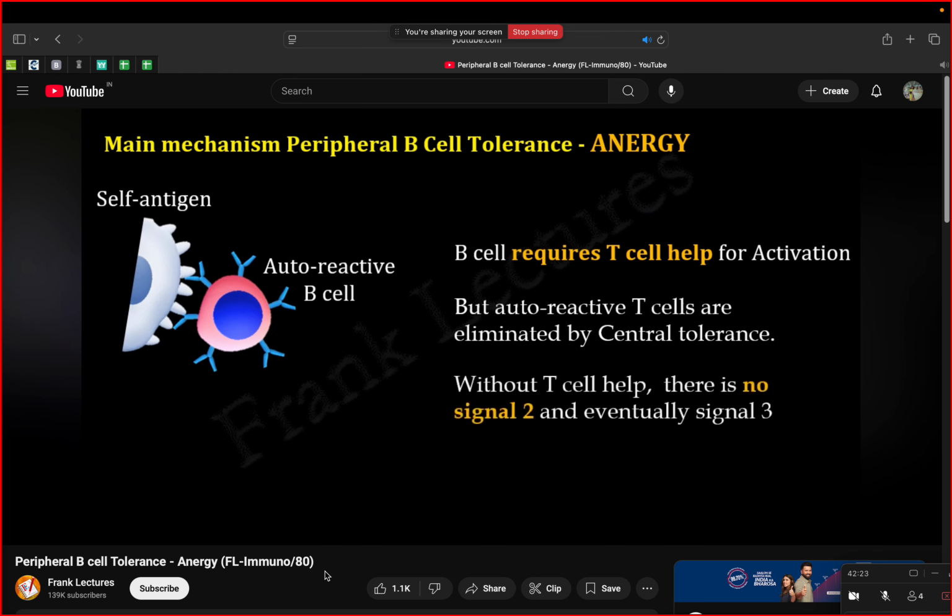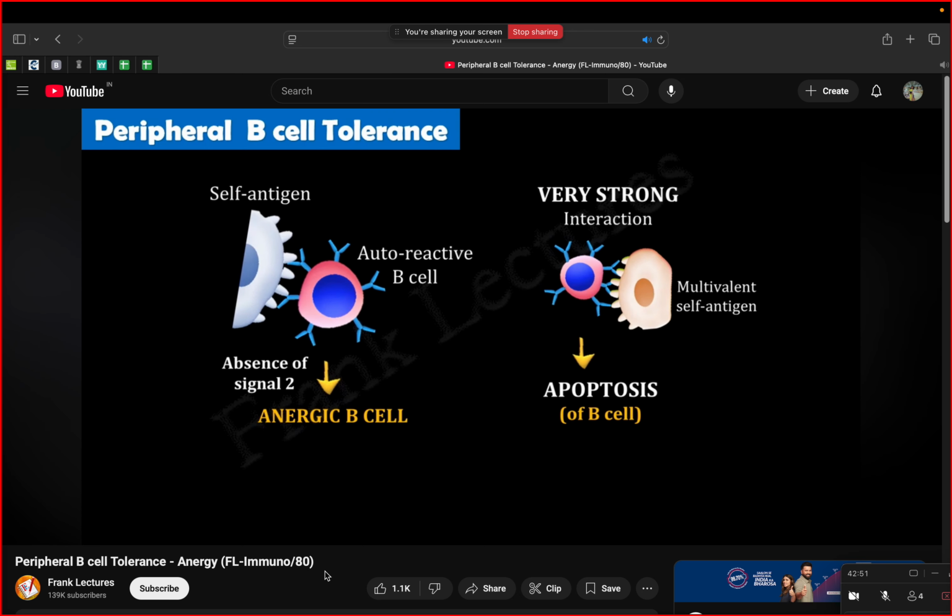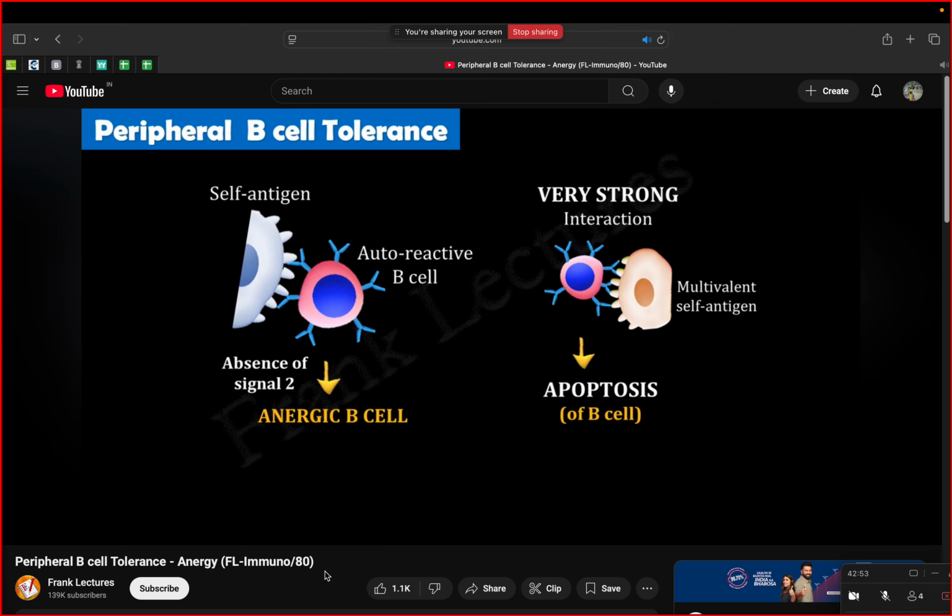Therefore, without T cell help, such autoreactive B cells will not be able to receive the second signal and consequently the third signal for complete activation. In the absence of signal 2 and signal 3, autoreactive B cells become unresponsive. They become anergic B cells. These anergic B cells eventually die by apoptosis. Thus, the main mechanism of peripheral B cell tolerance is anergy followed by apoptosis.